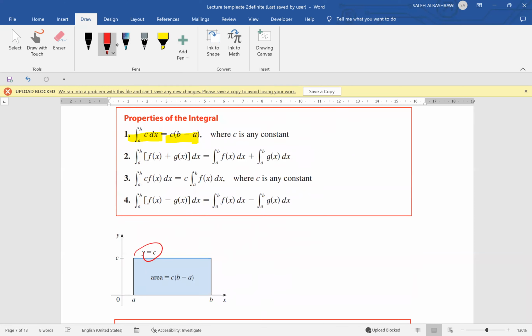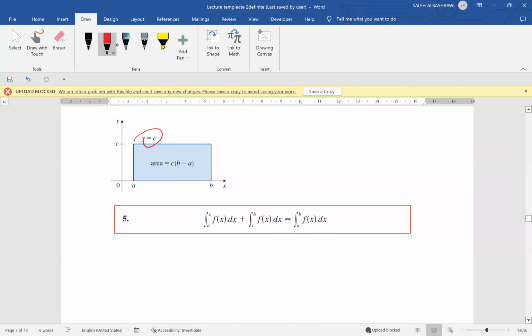For the second one, if we have the sum of two functions, the integration from a to b of f of x plus g of x is equal to the sum of the two integrations. Third one, if we multiply the function by a constant, we can take the constant outside the integration. So it is equal to c multiplied by the integration from a to b of f of x dx. And similarly, for the subtraction of two functions, the integration of the subtraction equals the subtraction of the two integrals: the integration of f of x minus the integration from a to b of g of x.